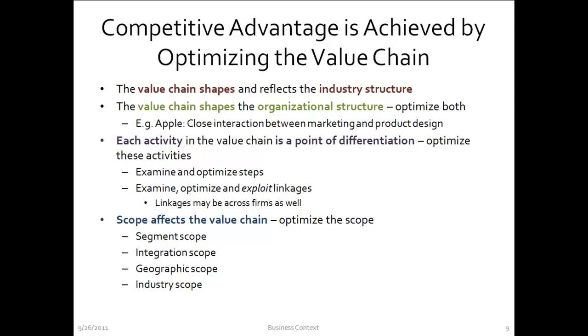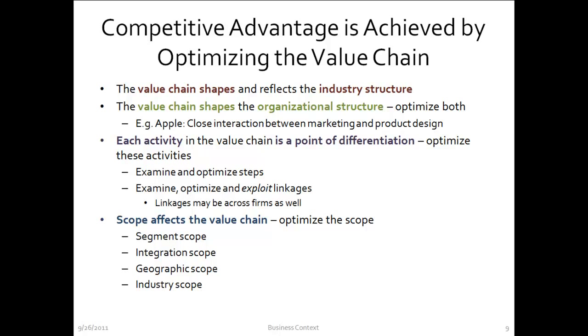Because if you think about it, the output of one activity flows in or becomes the input of another activity. So when you source raw materials, those raw materials become the input to the operation or the manufacturing process. And how closely these activities are connected is determined by how a firm chooses to compete.